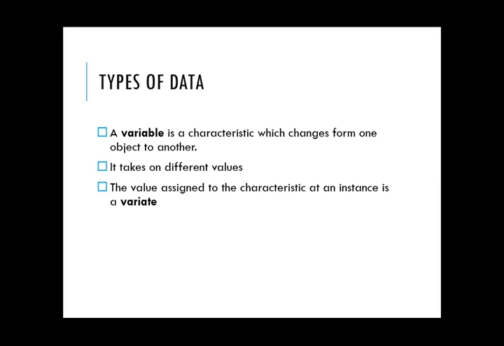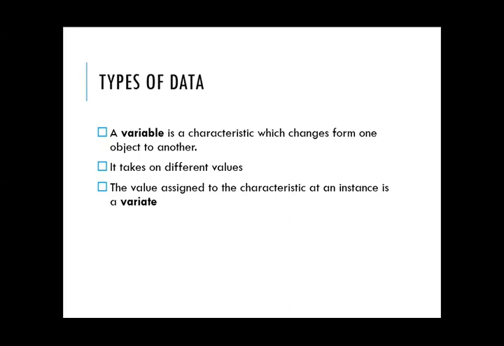The first one is what a variable is. A variable is any criterion or characteristic which changes from one object to the other. An example will be age. If I ask Engineer Salifo, what is your age? He might give me 32. Then I ask Amma, what is your age? He will tell me 20. So the value of age is changing from one person to the other, so we say that age is a variable.